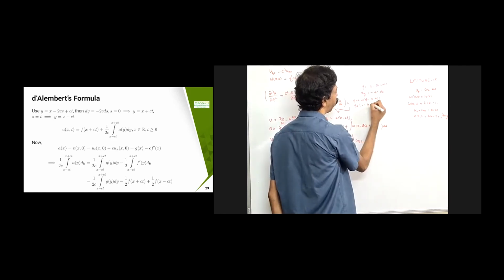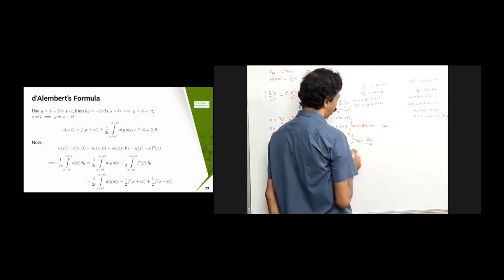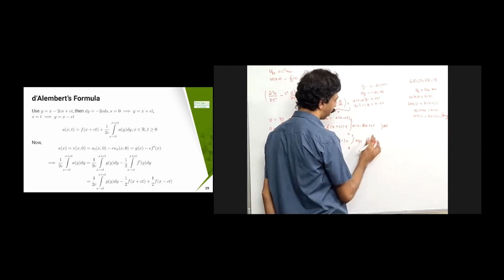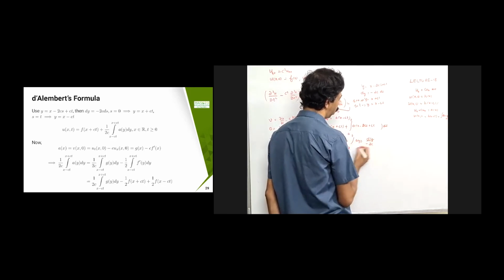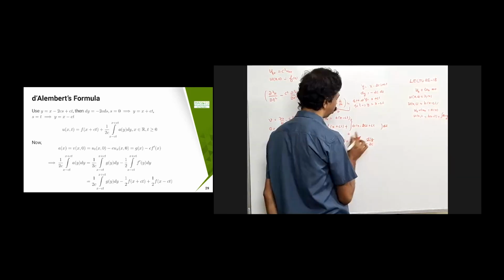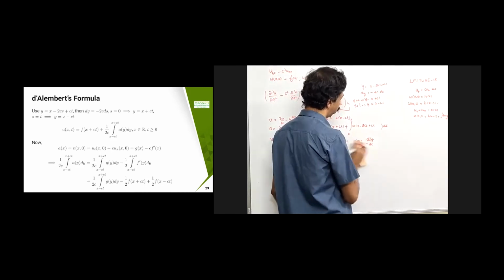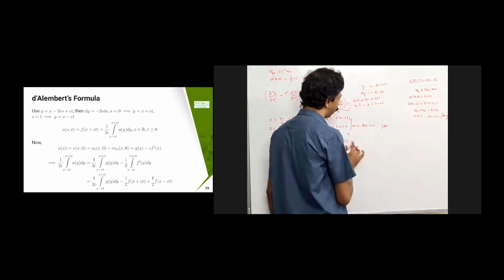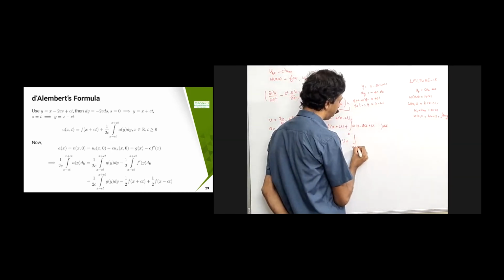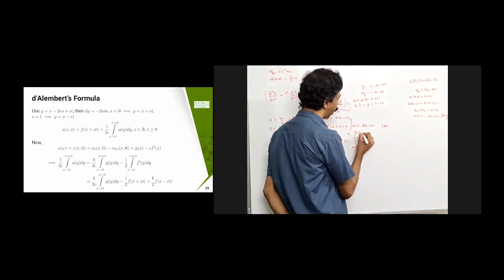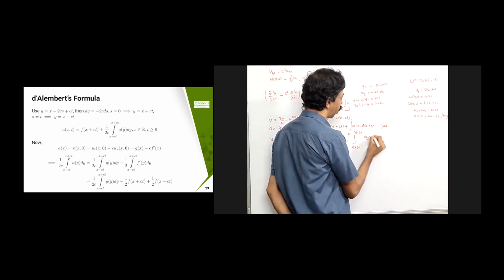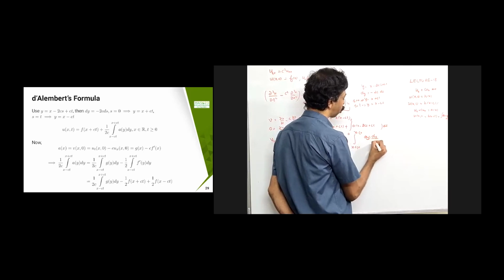Therefore, this is going to become y equal to x minus ct. This is going to become dy by 2c. So x minus ct to x plus ct is going to come. Okay, and then I can write this as the integral from x plus ct to x minus ct, and then I have a of y dy divided by minus 2c.